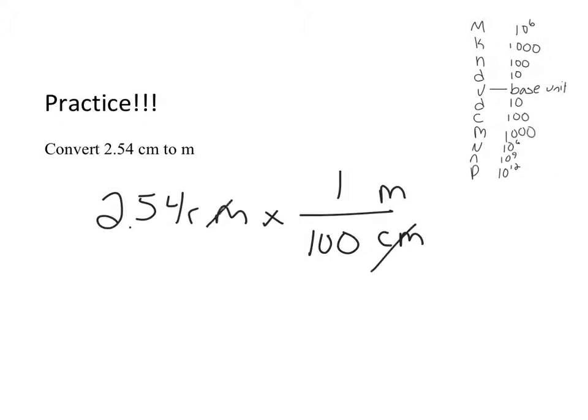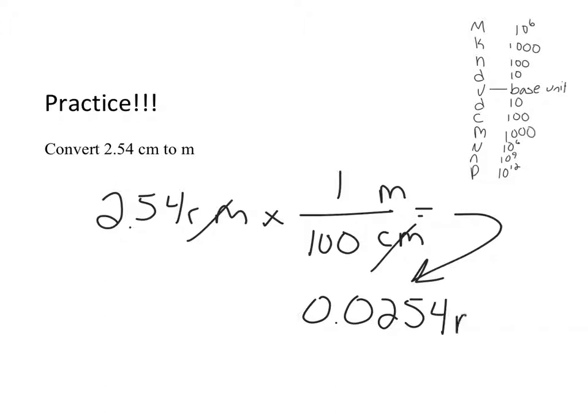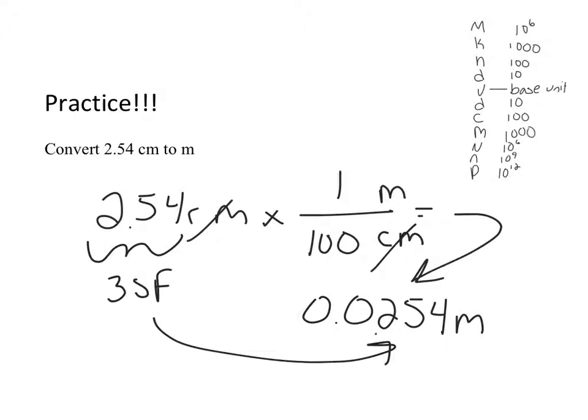Now, centimeters will cancel, and when I do the math, I have to take 2.54 divided by 100. Since it's on the bottom, you divide, and I get an answer of 0.0254 meters. My beginning number has 3 sig figs, and my answer has 3 sig figs. These zeros do not count, so I don't start counting sig figs till I get right there. But you do want to continue. You do want to write these zeros out when you're writing the answer.